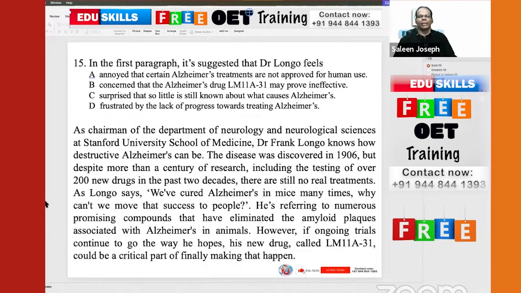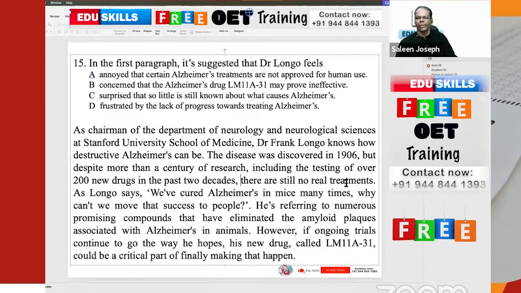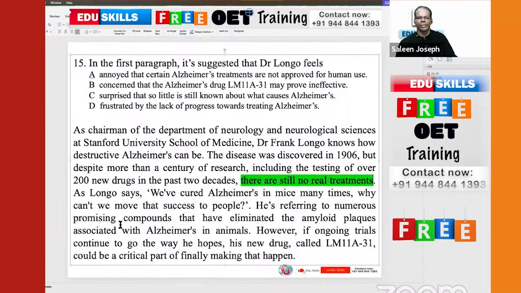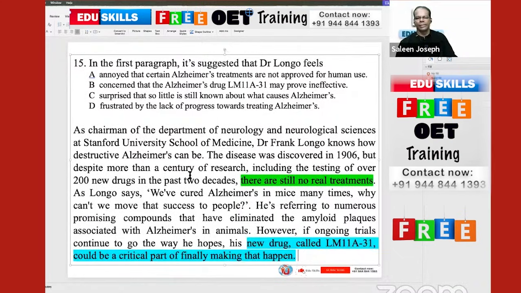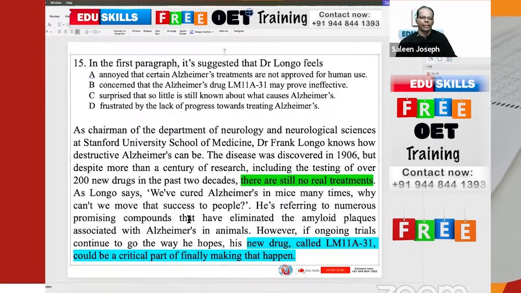Now let me know, does it speak about treatment somewhere? Yes. Which line? Third line: there is no real treatment. Yes, there are no real treatments. Anything else about treatment? His new drug, in contrast to its last one. Yeah, new drug. Anywhere else connected with treatment, any synonyms or synonymous expressions? 200 new drugs. Cured Alzheimer's. Cured, yes. Cured is also similar, right?